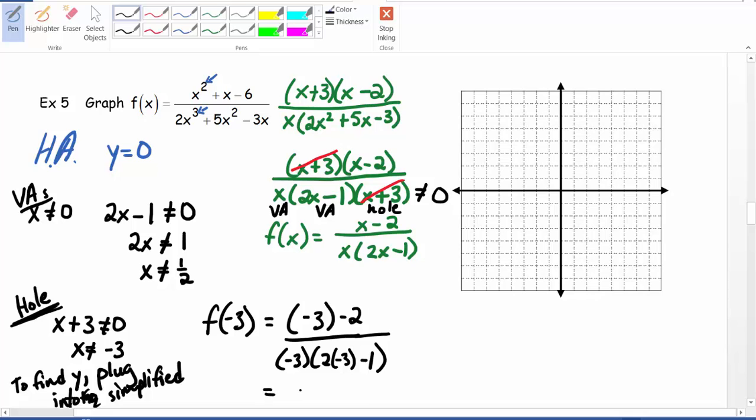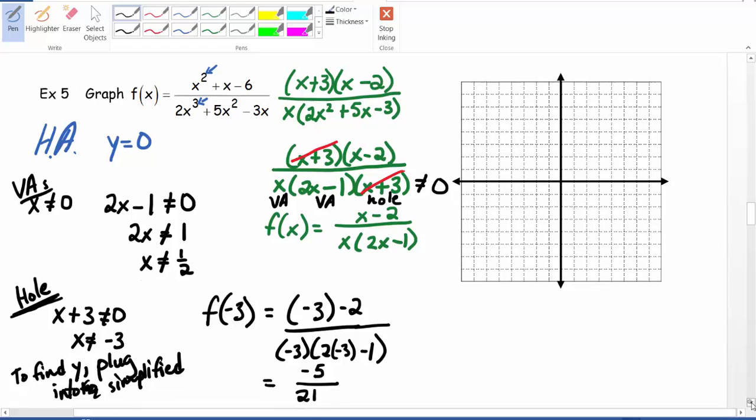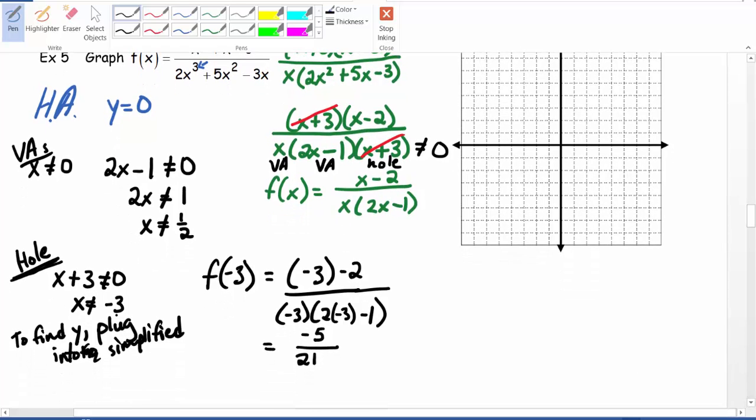Looks like we'll end up with -5 on top. On the bottom we have -6 minus 1 is -7, times -3, so -7 times -3 comes up to be +21. There we go. So for our hole, it comes up to be a pretty ugly point at (-3, -5/21).